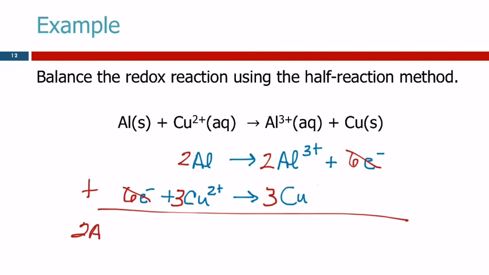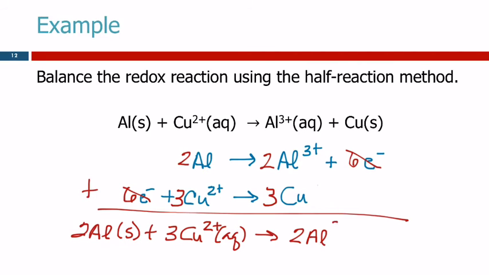So I've got 2 aluminum. I'm going to stick my state symbols back in now. Solid plus 3 copper ions, aqueous, to give 2 aluminum ions plus 3 copper atoms.